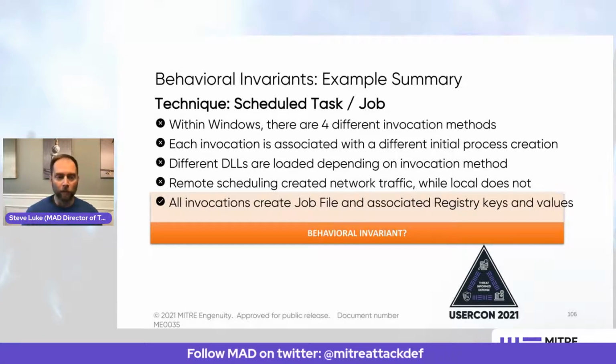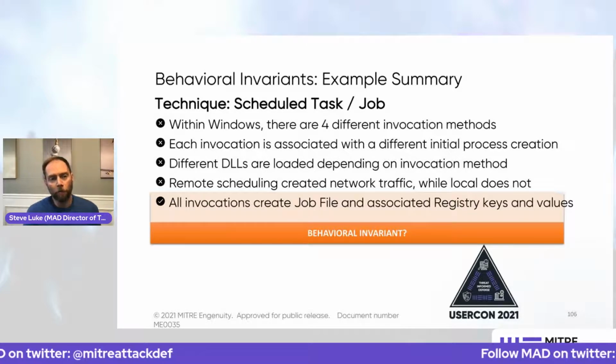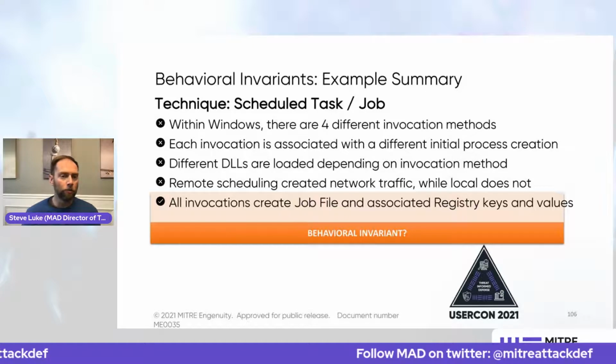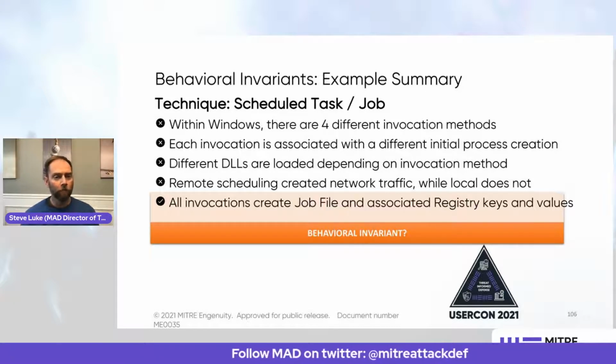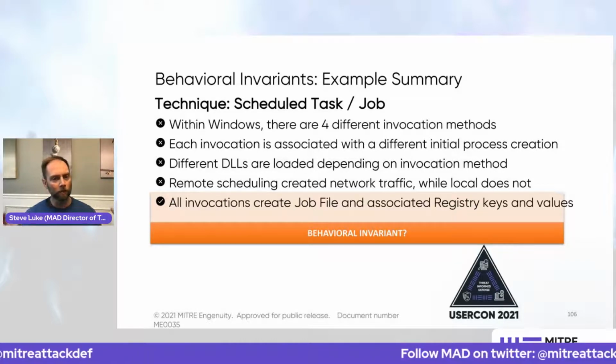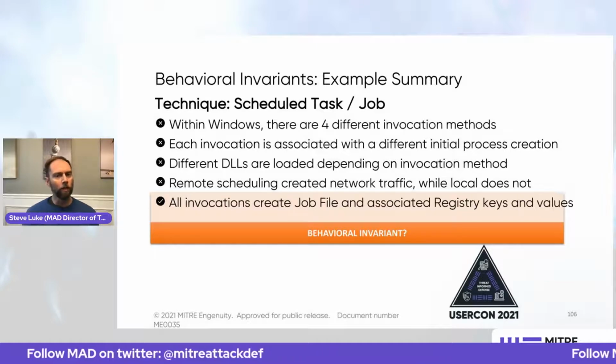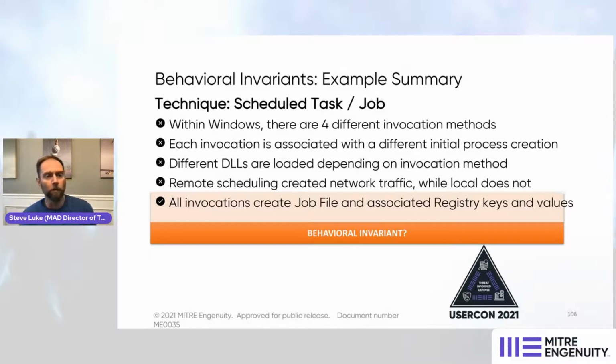So, with scheduling a task, there are lots of different ways to schedule a task, but in the end, you have to have a job file written and 2 registry keys set. If those 3 things occur, then the task scheduler will pick up your task and you've accomplished your goal. And if you haven't done those 3 things, the task scheduler won't pick up the task and you haven't really accomplished that technique. And so those are the 3 things that, if we can focus our defenses on those, will be robust against all of the different procedural implementations of this technique.